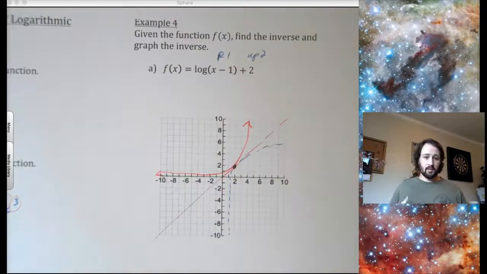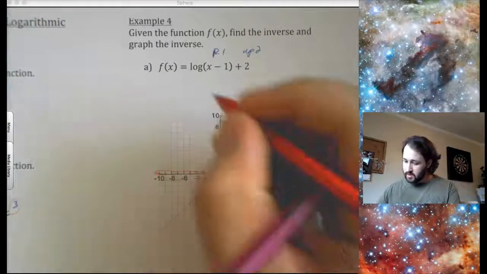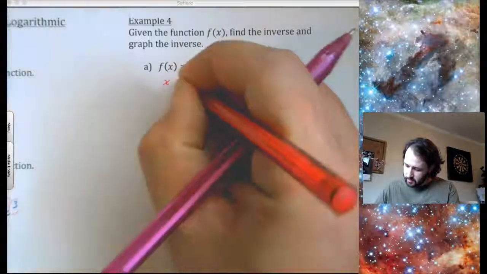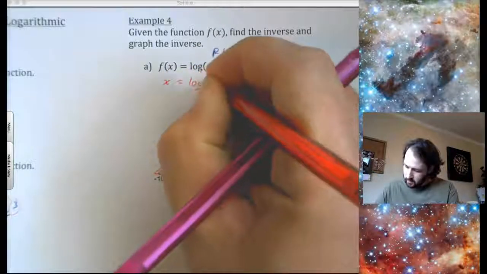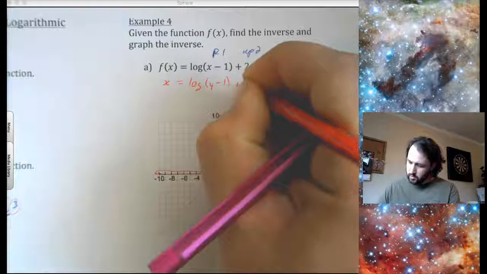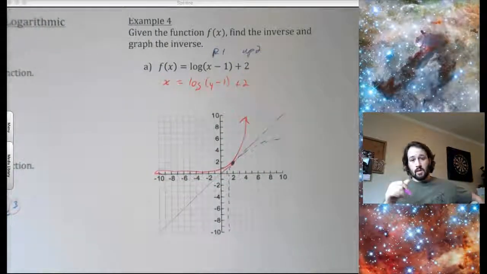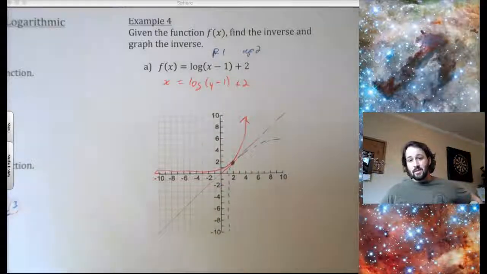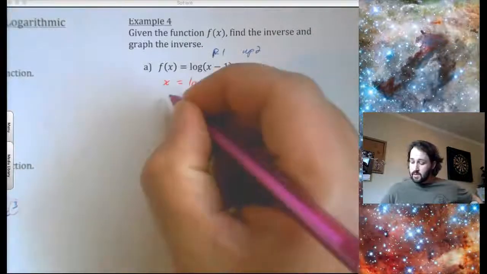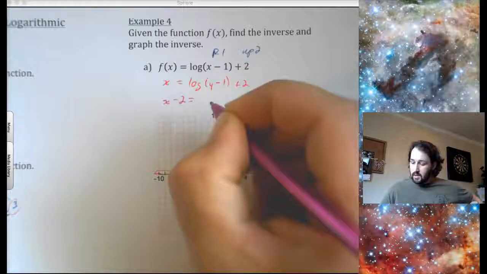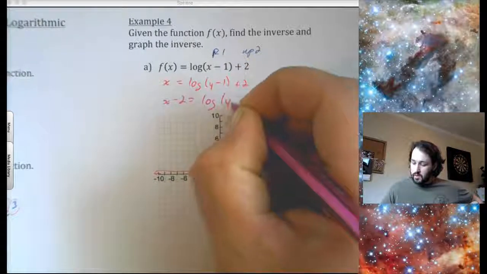All right, and then we could actually find the inverse. Remember, just switch the x and y and then resolve for y again. So if I switch the x and y exactly where they are, that would give me x equals log y minus 1 plus 2. So now, this is weird with logs, so we got to think about this. First thing I would do is get the log by itself. So subtract that to the other side so that we have x minus 2 equals log of y minus 1.